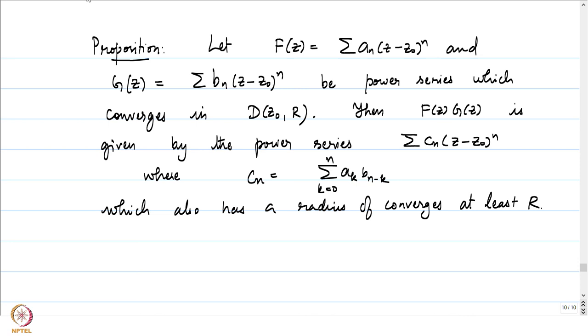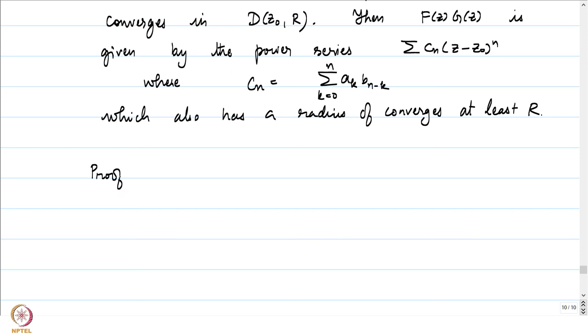Let's give a proof of this. This is basically a proof of Mertens' theorem, but let's recall it for the sake of completeness. What we know is that both these series converge absolutely. We actually don't need the entire strength of both the power series converging absolutely.